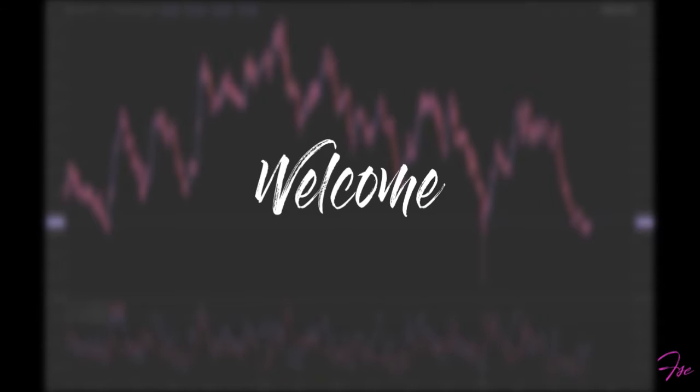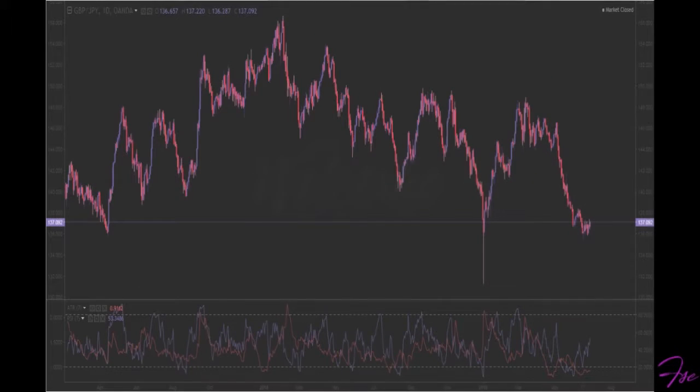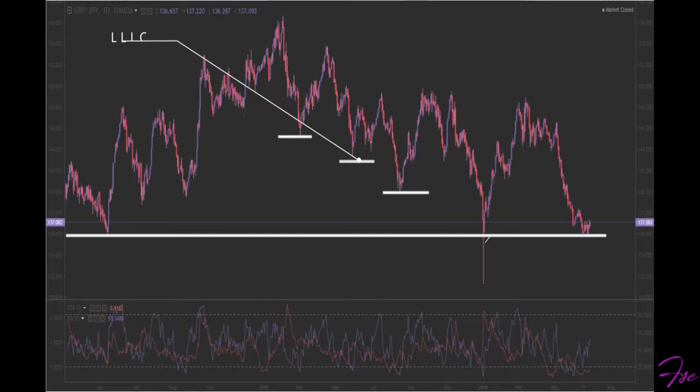With that said, let's head over to the charts. Okay traders, I will be analysing the pound yen today, and I am starting off on the daily time frame. Step 1 is to identify the bias, whether we are bullish or bearish. Clearly, from looking at this chart, we have been making lower lows and lower closes, which indicates we are bearish.